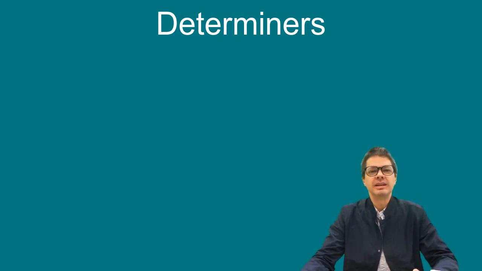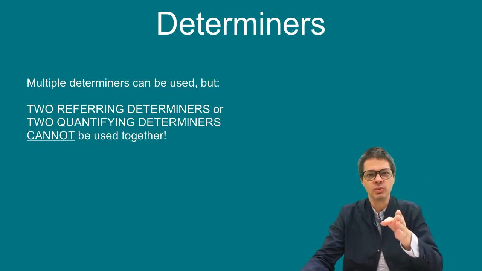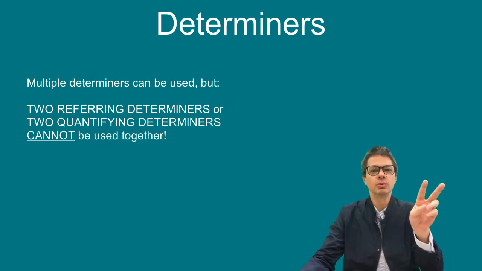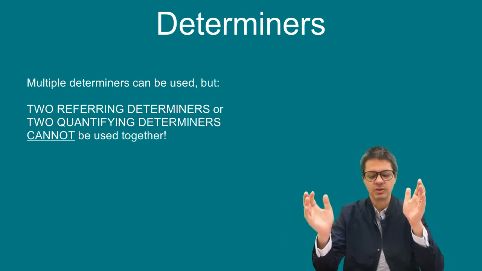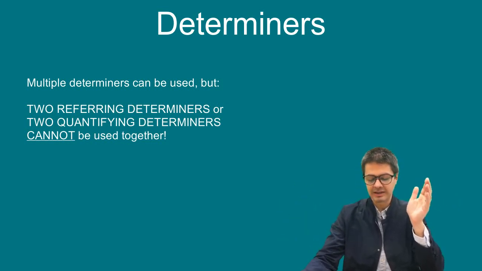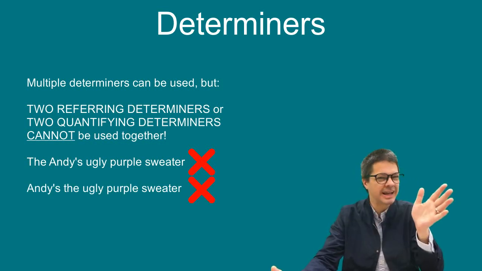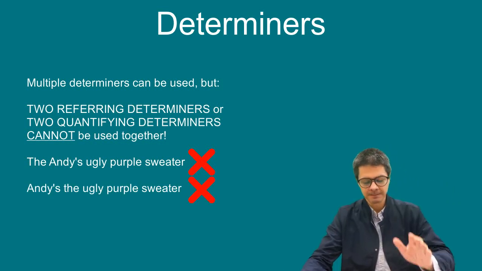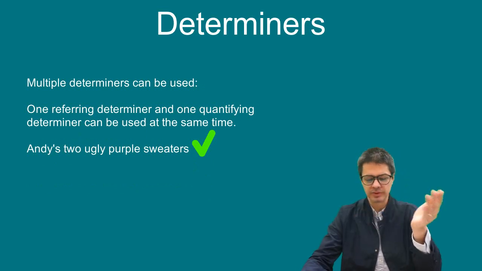Okay, so in addition, we can also use more than one determiner sometimes, but this is an important rule. You cannot use 2 referring determiners or 2 quantifying determiners in the same noun phrase. You can use 1 referring and 1 quantifying. That's perfectly fine. So, for example, you can't say the Andy's ugly purple sweater. It doesn't work. Or Andy's the ugly purple sweater. No dice. Doesn't work at all. Instead, we can say Andy's 2 ugly purple sweaters, referring, quantifying.